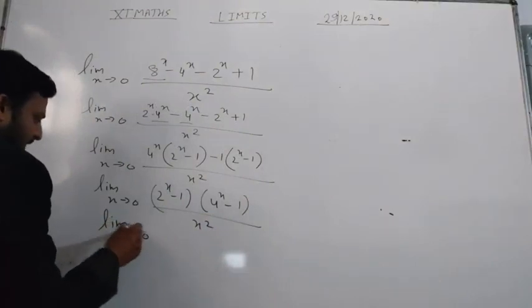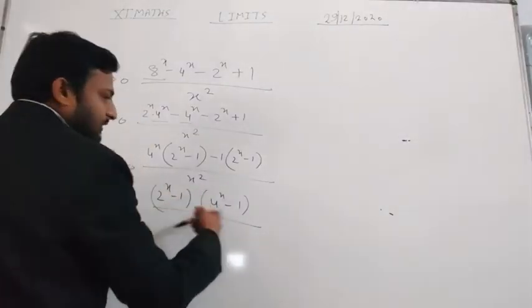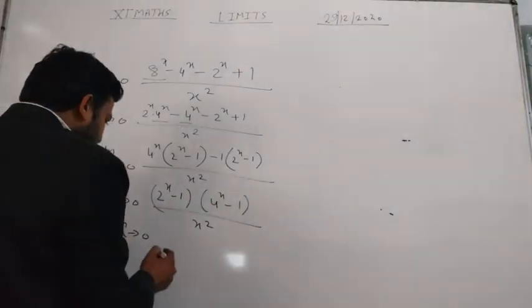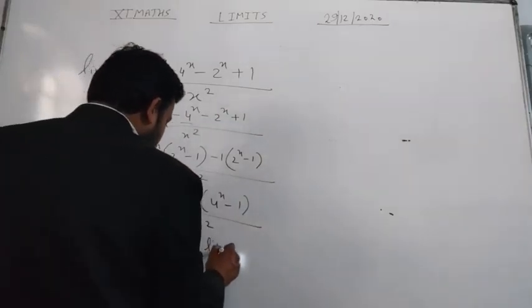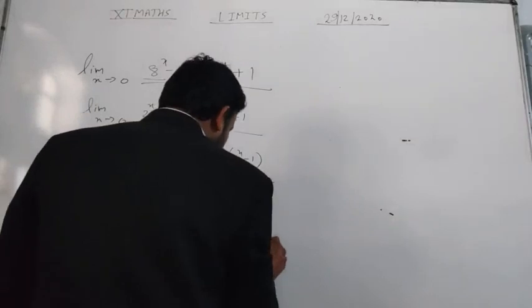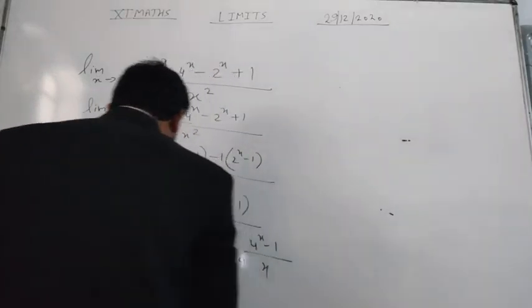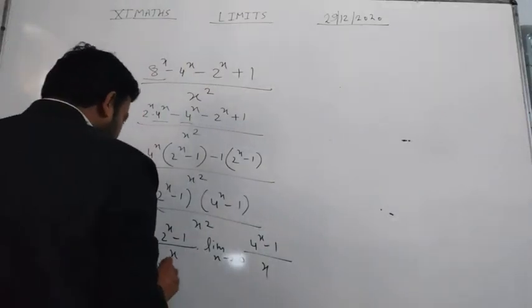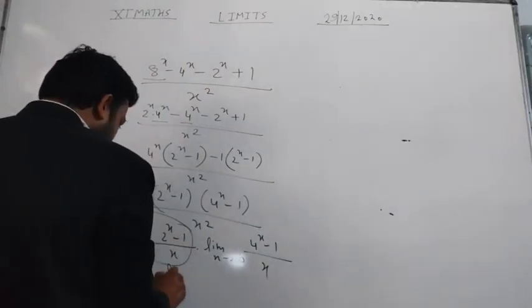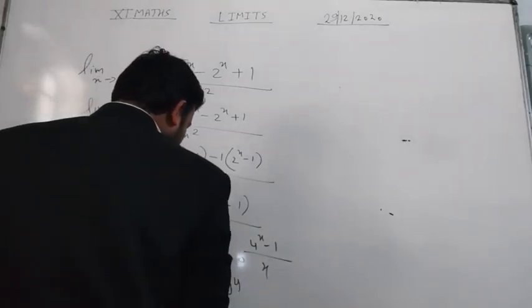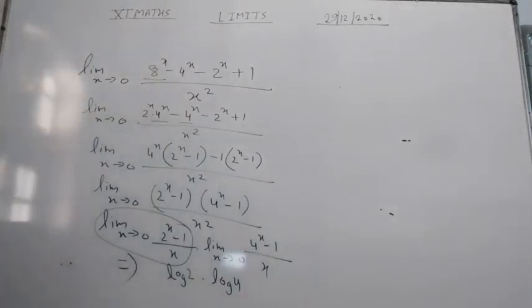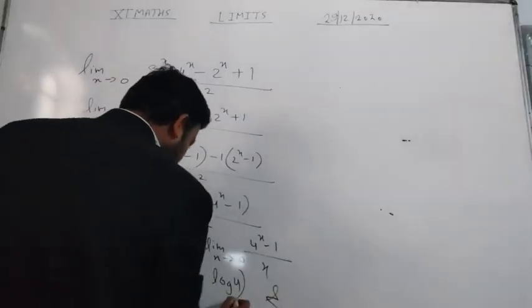Now we see that there are two terms. This is the first term and this is the second term. So we take the limit separately: limit x tends to 0 of (2^x − 1)/x into limit x tends to 0 of (4^x − 1)/x. So this part is equal to log of 2 and this part is equal to log of 4. So students, this will be your required result.